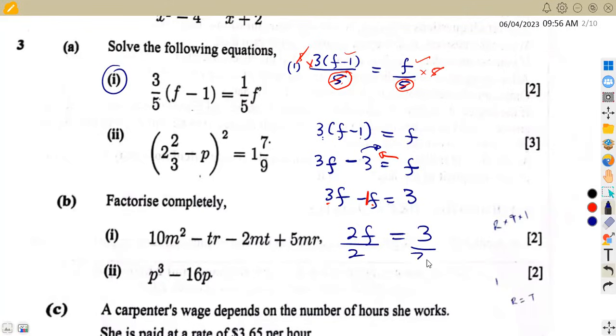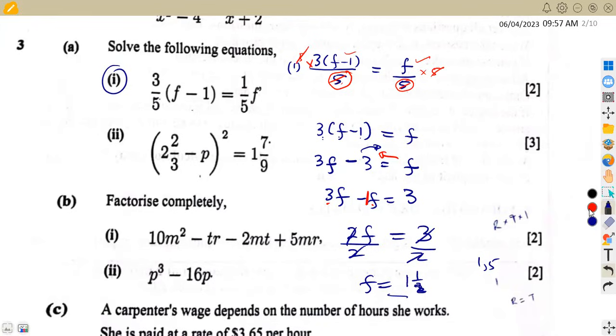Divide by 2 on both sides. We are going to obtain the value of f. So f is going to be 3 divided by 2, that is 1.5. So we are going to have our answer as 1.5 or just 3 over 2 like that. Okay, so if you're solving an equation, the simplification part later on is not that important. All right, so that is how we're given our question in this case.